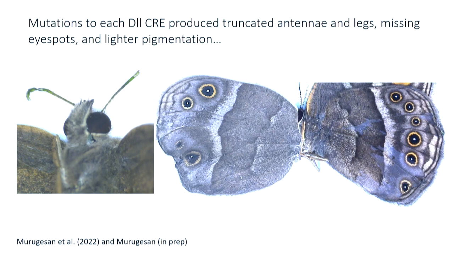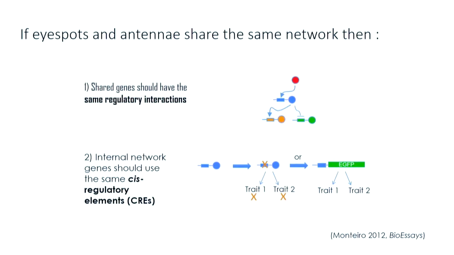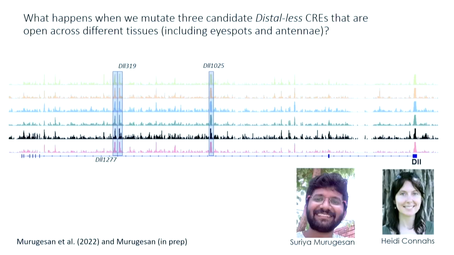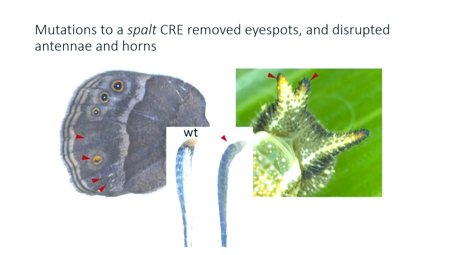We did the same exact experiment, but with a different gene in the network. So we tried Spalt, which is downstream of Distal-less. I'm not showing you this data, but we did the exact same thing. And we targeted the gene Spalt, which also potentially has a pleiotropic CRE. And so when we did that with Spalt, we also got effects in multiple traits. Some of them were the horns in the head. Antenna got pigmentation defects, and eyespots also went missing.